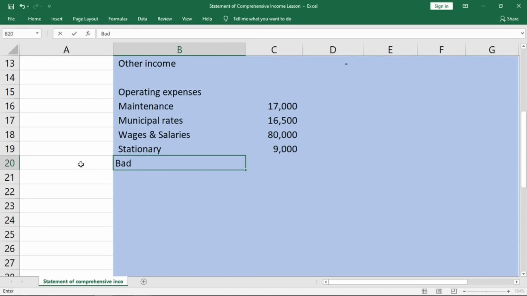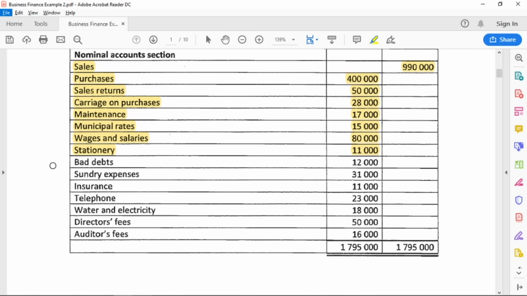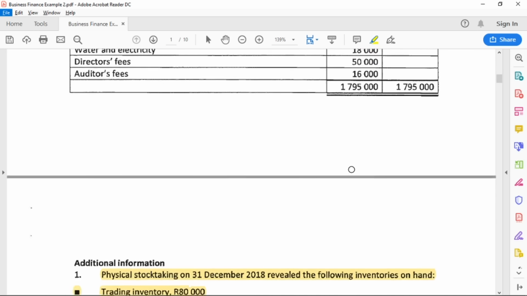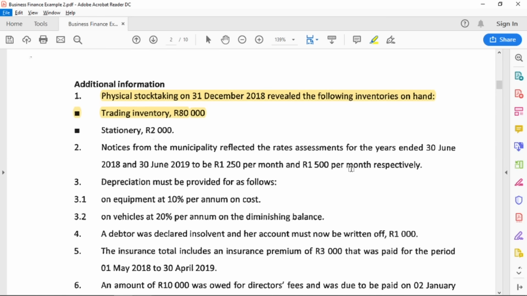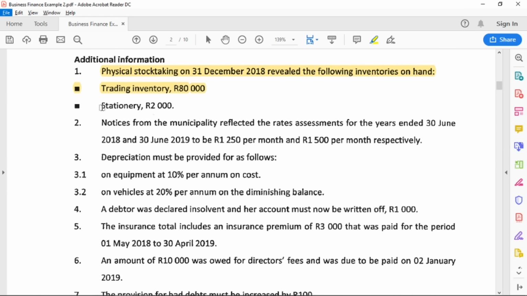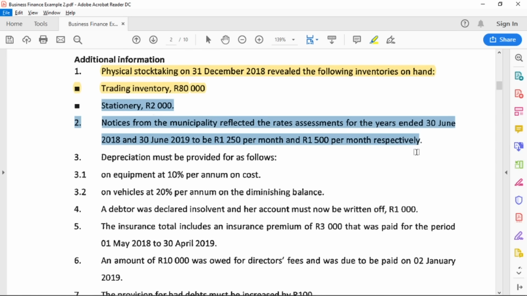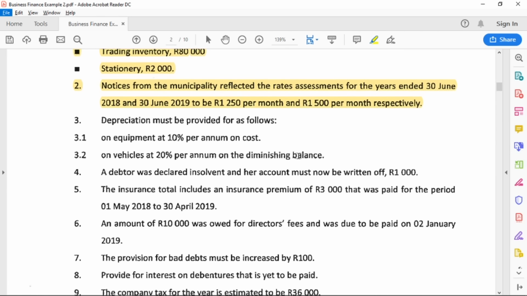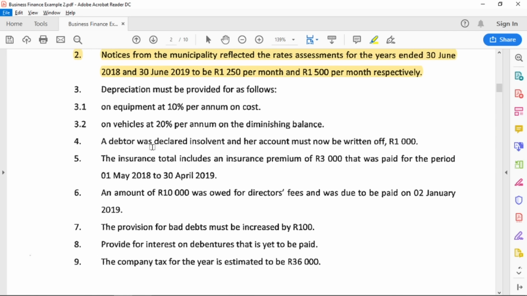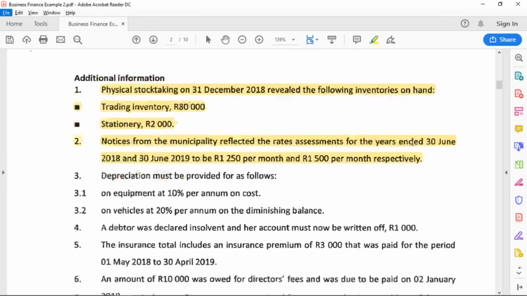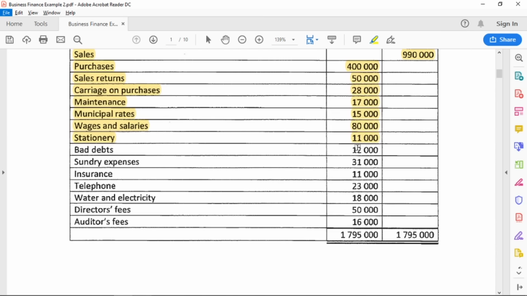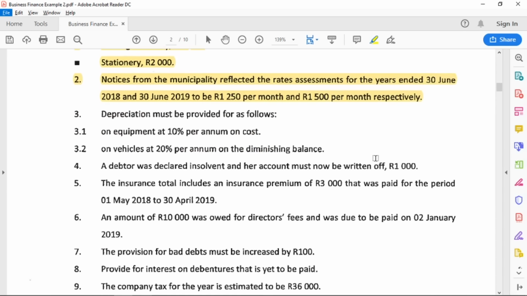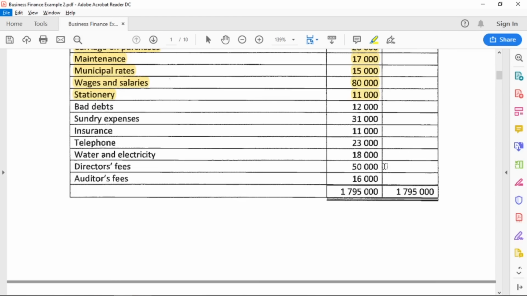So let me first write bad debts. We have bad debts of 12,000 Rand. Let's go back to our additional information. In fact, let me highlight the stationery and the notice from the municipality. Forgot to highlight them again. And then we go to number 4 here. We are told a debtor was declared insolvent and her account must be written off, 1,000 Rand. So here we have a debtor who is declared insolvent and her account still needs to be written off. So we have bad debt of 12,000 Rand, and then we add the one that we are told is insolvent. We add this 1,000 Rand. So it's 12,000 plus 1,000 Rand.